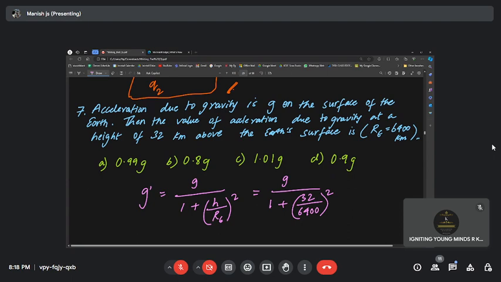So what happens in this case? Go for a simple fraction, children. Make 32 upon 6,400 a simple fraction, and then go for an LCM. That's it. Your job is done. That is what you guys will have to do here. I hope you guys know how to do that. Just try to solve. Give it a shot. I'll wait.